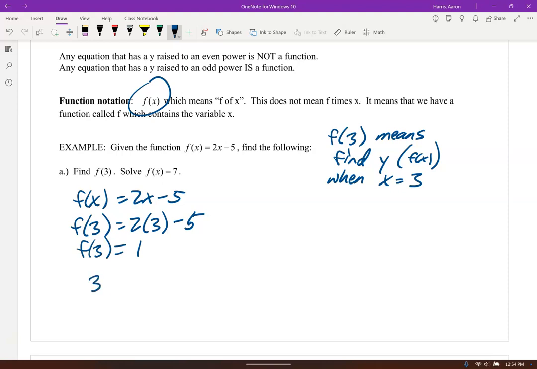So our input is 3. Our f of x is 1. Our y value is 1. 3 comma 1 is our point. That's input, function notation. So it's telling us to plug that in.